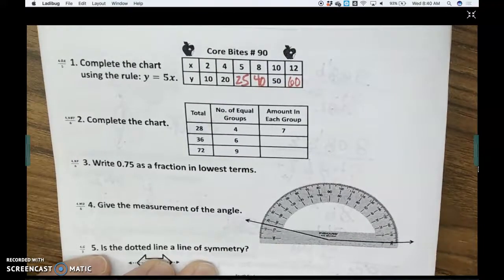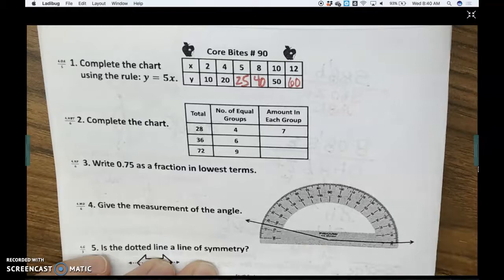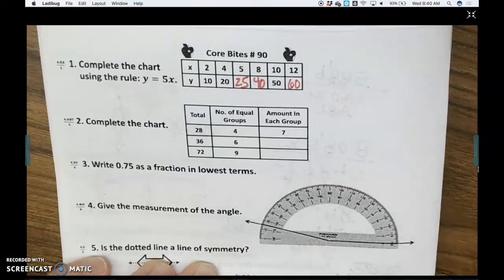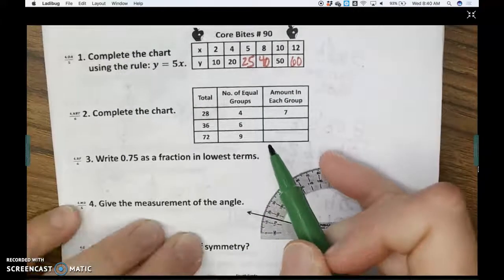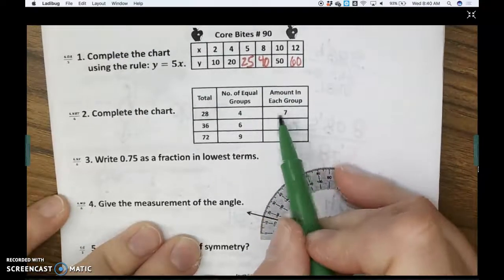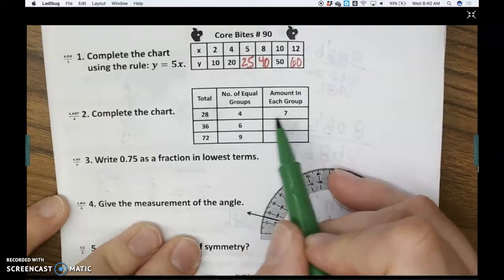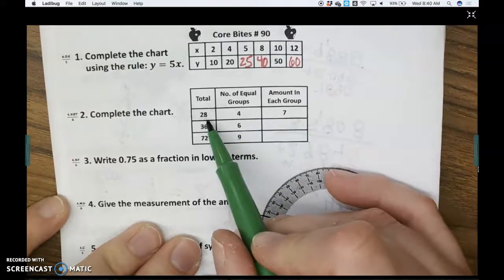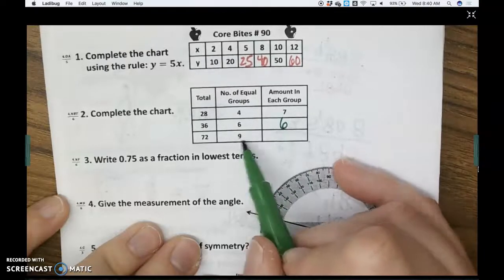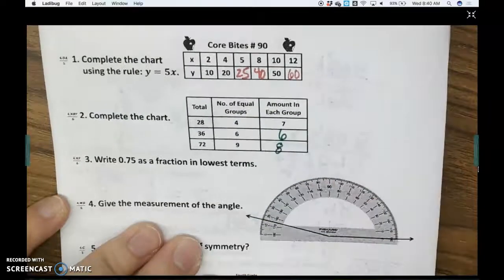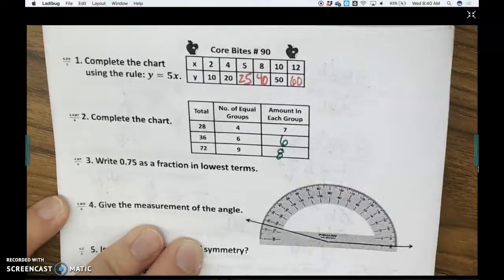For the next one, you have another chart. And so for this one, you have your totals on the left side. You have your equal groups. And so you're doing a very similar thing. You're trying to say, okay, 7 times 4, so 7 in each group times 4 groups gives you 28. So what times 6? It would be 6. What times 9? It would be 8. And that's how you fill in that chart. You just have to know your multiplication tables.